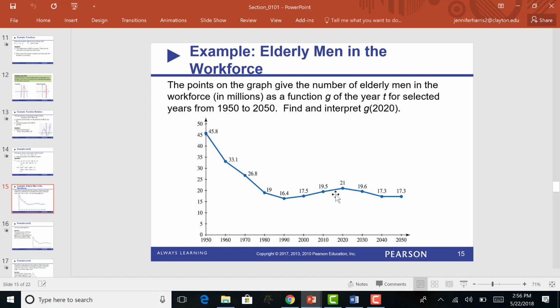So now if we look at close to where we are now, it's picking back up again. Look at where we are in 2020. This is an estimation, this is called a prediction. We use the information that we currently have to make a prediction about the future. So based upon what's happened in the past, they're predicting by 2020 there will be 21 million elderly men in the workforce. Why are they having to go back to work?